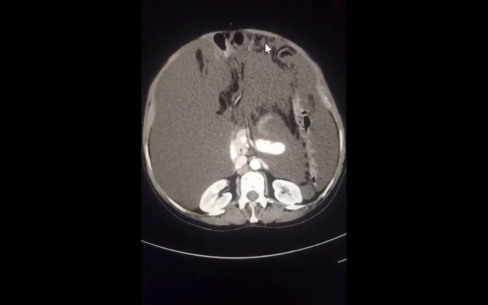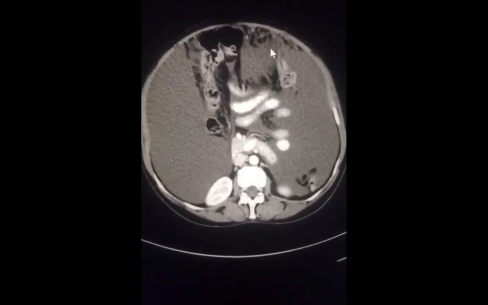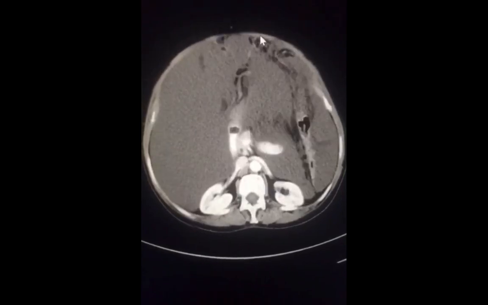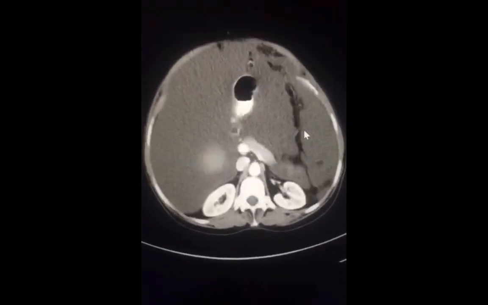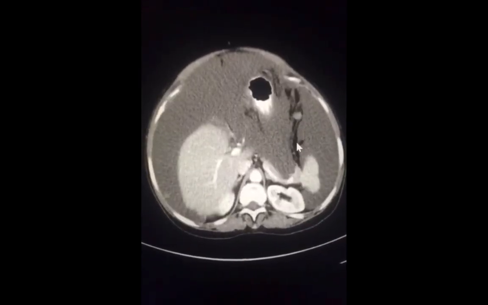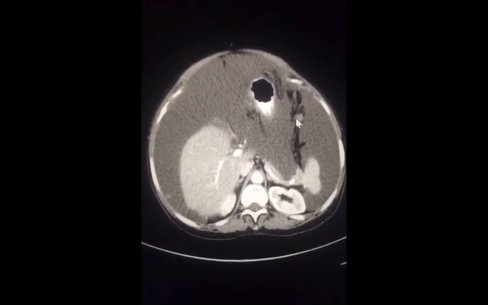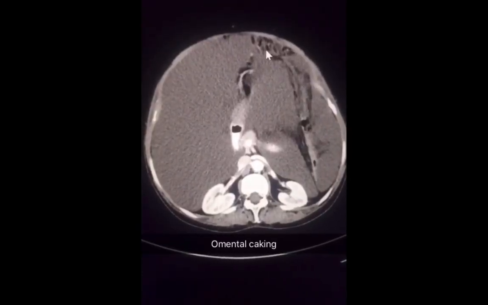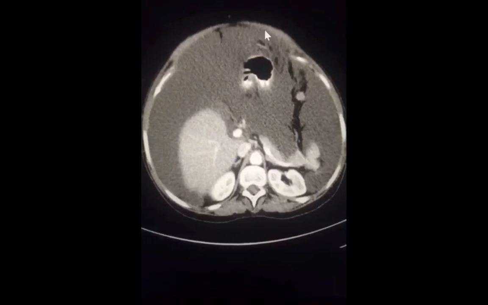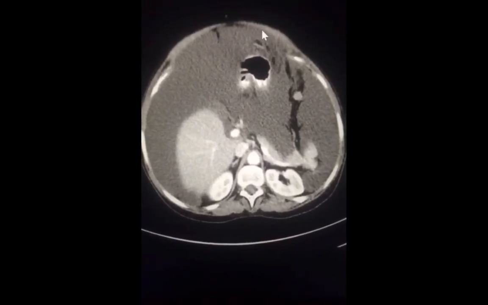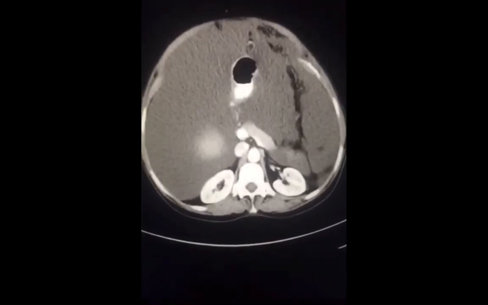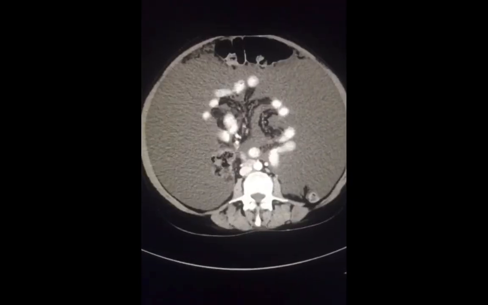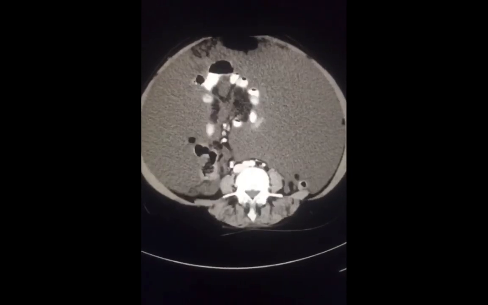Notice how the omentum is stranded and looks dirty and has multiple nodules. Even more clearly seen, here's a piece of omentum that's displaced with a frank nodule. Such an appearance within the omentum is called omental caking. Since you see a large amount of ascites, omental caking, omental nodularity, and peritoneal nodules, you know you're dealing with a malignancy, so look for a primary.